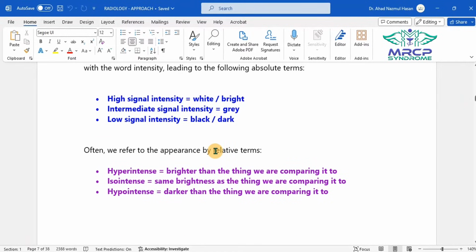When using the relative term, we often use hyperintense, isointense, and hypointense. Iso means the same brightness when compared with an object or substance, hypointense means darker or black, and hyperintense means bright or whitish in nature. So either we use high signal intensity or hyperintense, or low signal intensity or hypointense.